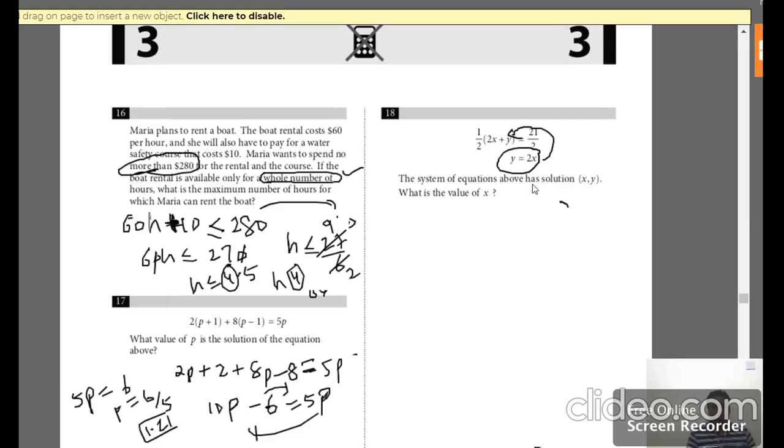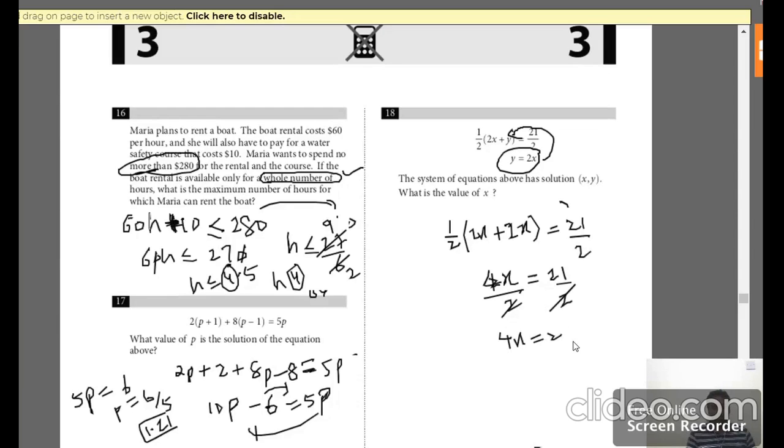Now the system of equation has a solution x, y. What is the value of x? Plug this y is equals to 2x in this expression, which is half 2x plus, if I substitute y as 2x, which is given to me, is equals to 21 over 2. So 2x plus 2x and half will give me 2x, or I can write 4x over 2 is equals to 21 over 2. Upon cancelling this, because of equality we can do that.